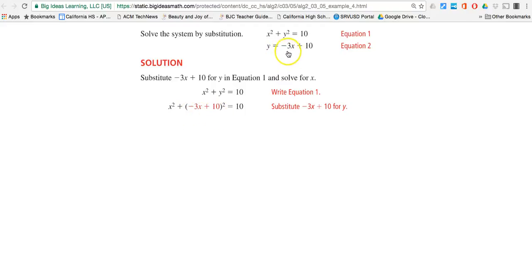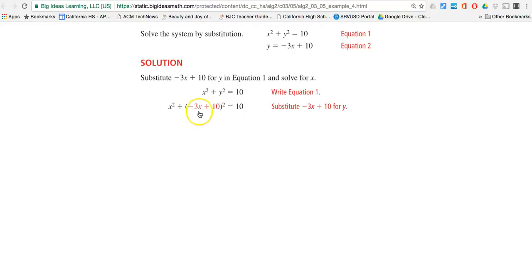So again, you're taking this value of negative 3x plus 10 and you're plugging it into our y variable from equation 1. So you'll see, before you do any of this math in your head, go ahead and rewrite your equation 1, but instead of putting y here, you're just going to substitute negative 3x plus 10 here. So you're going to be squaring negative 3x plus 10.